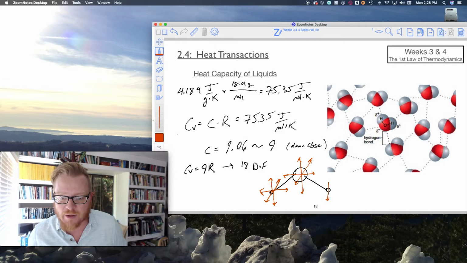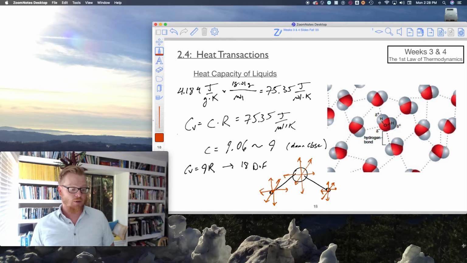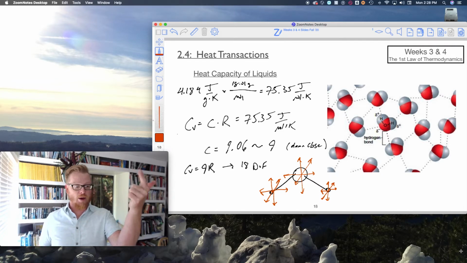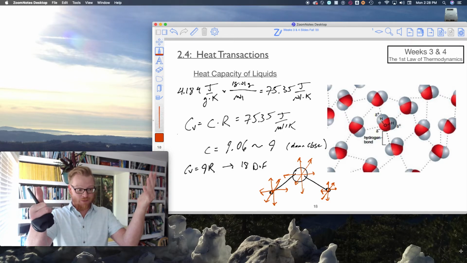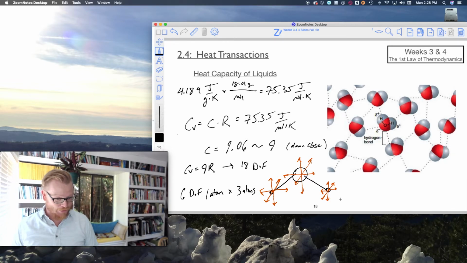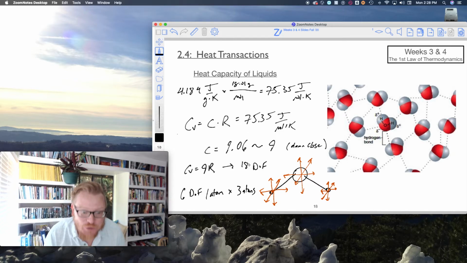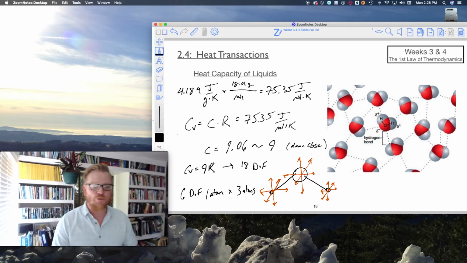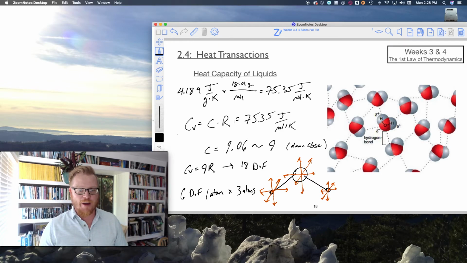So each one of these atoms is really free to move forward, backward, left, right, up, down. Forward, backward, left, right, up, down. That's 6 degrees of freedom per atom, 6 DOF per atom, and there's 3 atoms in the water molecule, giving us 18 degrees of freedom, giving us 9R for the value of heat capacity. And if I go and calculate, I did this backwards and we got 9.06.